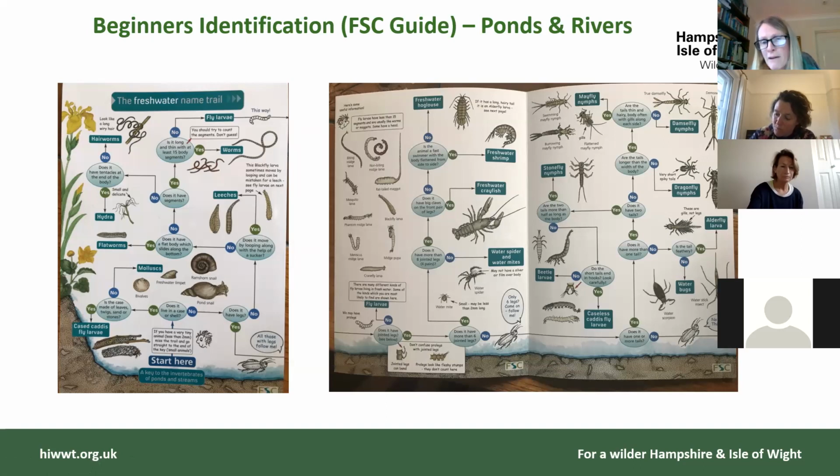Obviously, for very small children, perhaps years 1 and 2, what we might do instead is produce some very simple A4 laminated guides that have just got some nice simple pictures of some of the common invertebrates that they might find. But if you want them to start to be able to use a key as you move up through the years, then this is a really nice one for them to use.